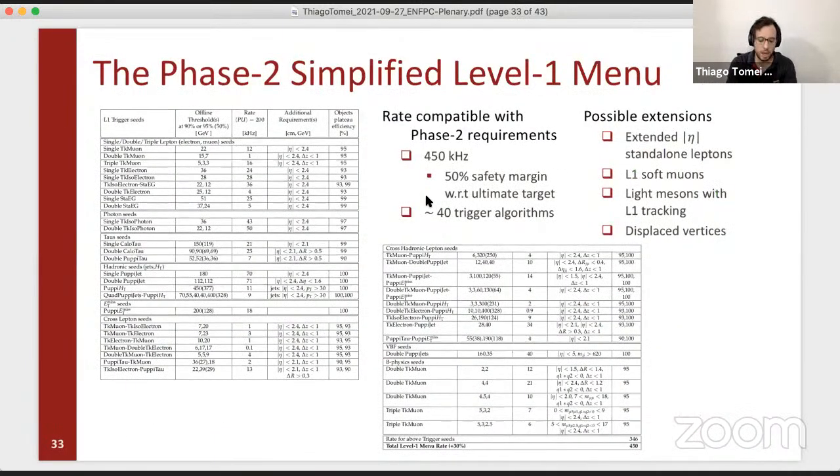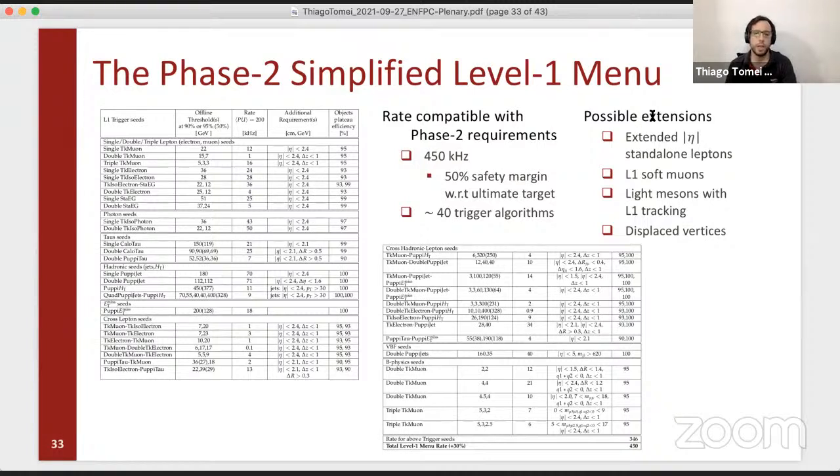In the level 1 TDR, we already went a step above, and we wrote the so-called phase 2 simplified level 1 menu. So even now, 10 years before the beginning of the data taking of the High-Luminosity LHC, we already have a preliminary idea of what the trigger menu is going to be. And it's compatible with all the phase 2 requirements. We have 450 kilohertz output, and we have safety margin with respect to the target, more or less 40 trigger algorithms.